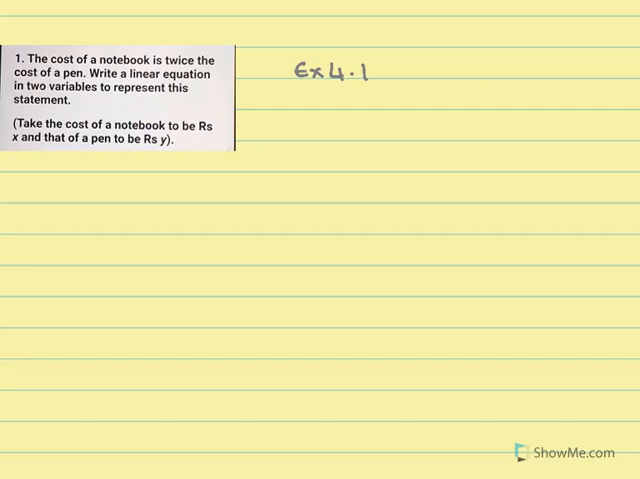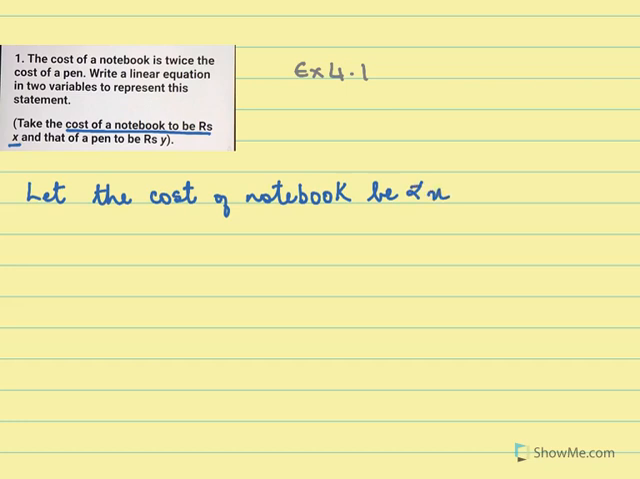The cost of a notebook is twice the cost of a pen. Write a linear equation in two variables to represent this statement. Take the cost of the notebook as rupees X and that of the pen to be rupees Y. So here we take the cost of notebook to be X and the cost of the pen be Y.